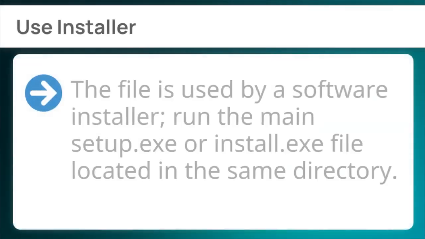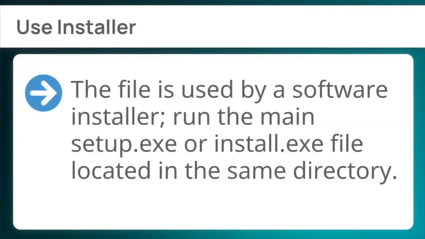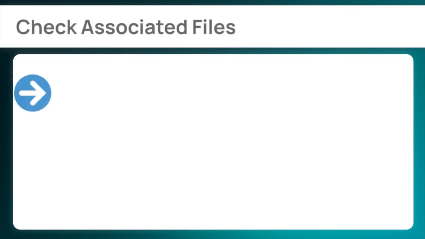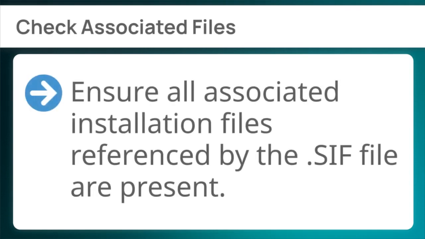First, use installer. The file is used by a software installer. Run the main setup.exe or install.exe file located in the same directory. Next, open as text. Open the SIF file in a text editor, Notepad, to view the raw configuration settings. Finally, check associated files. Ensure all associated installation files referenced by the SIF file are present.